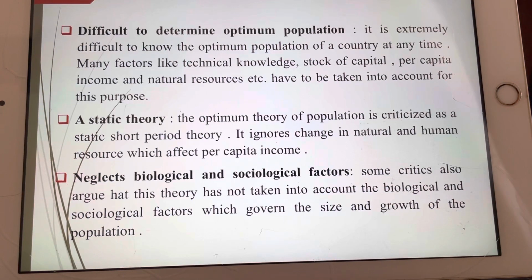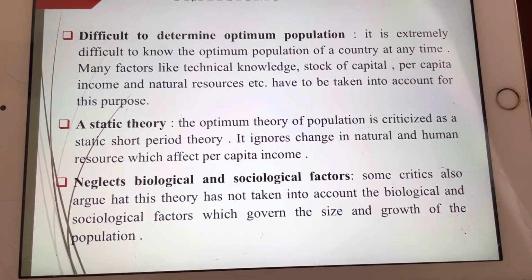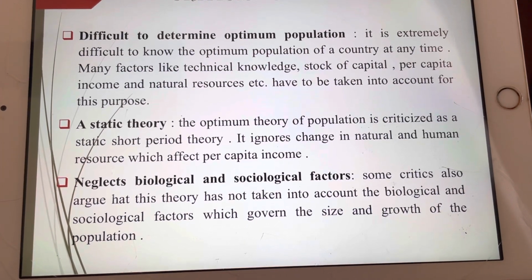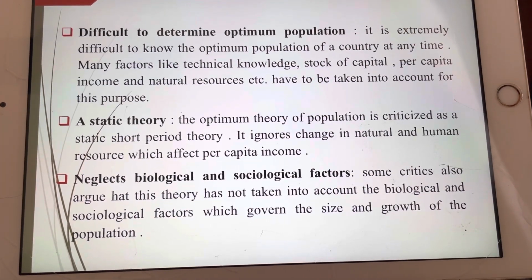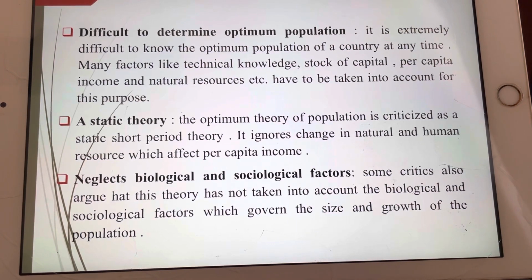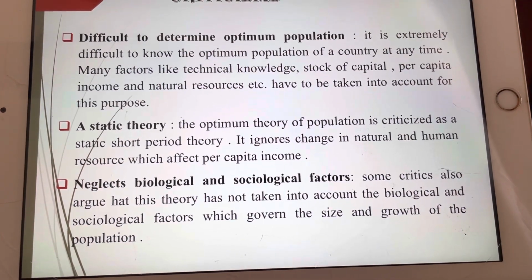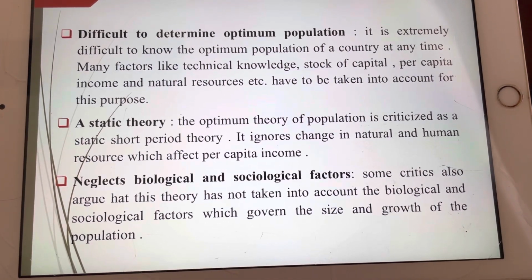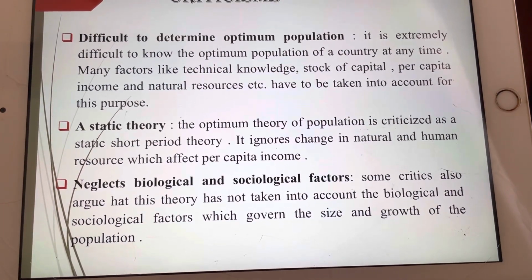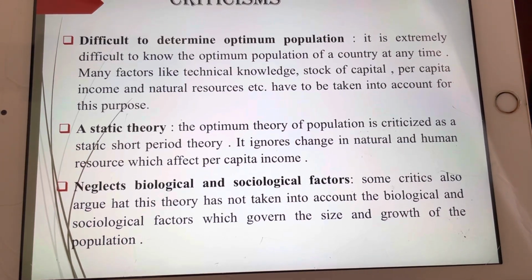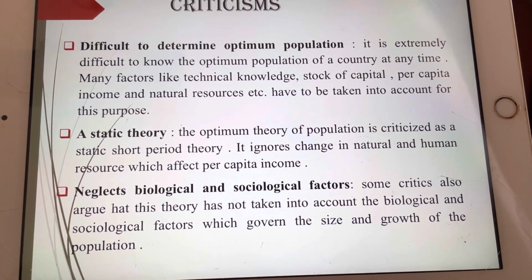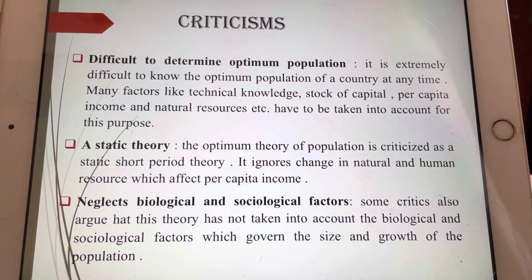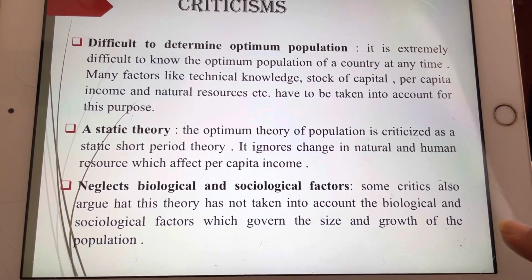The third criticism we will discuss is that it neglects biological and sociological factors. Some critics also argue that this theory has not taken into account the biological and sociological factors which govern the size and growth of population. Sometimes religion, sometimes the thinking of people, sometimes the behavioral approach of the people is also affecting the size of the population. So this theory is very silent about the biological and sociological factors.